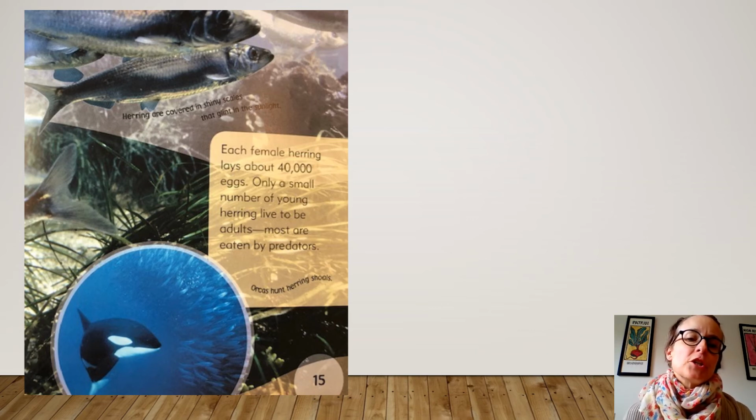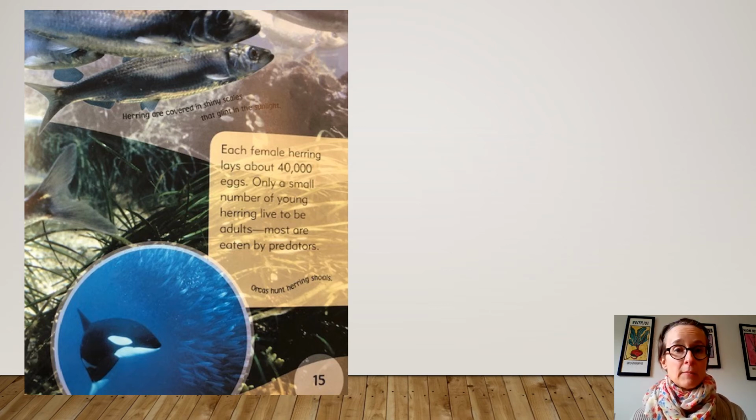Herring are covered in shiny scales that glint in the sunlight. Each female herring lays about 40,000 eggs. Only a small number of herring live to be adults. Most are eaten by predators. Orcas hunt herring shoals.